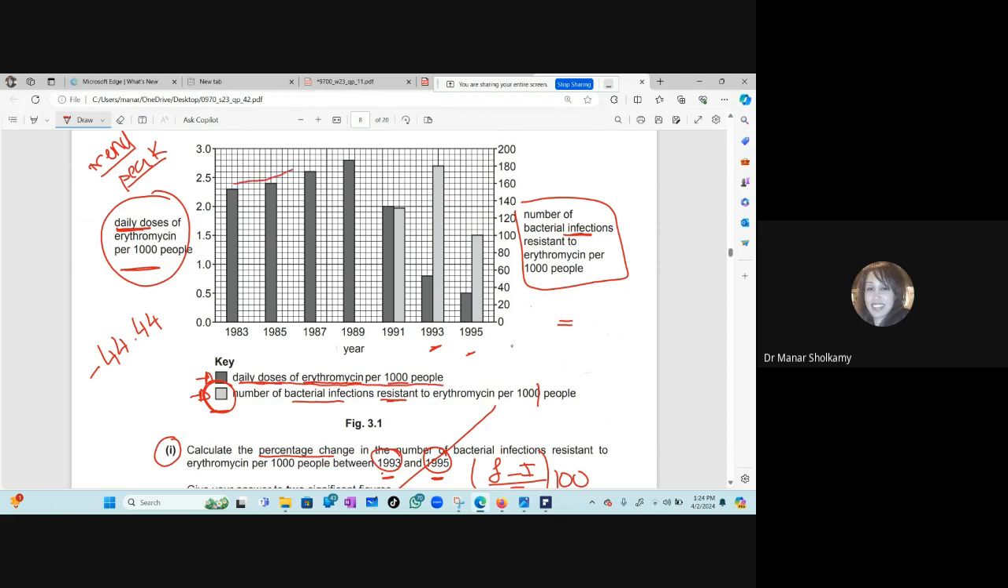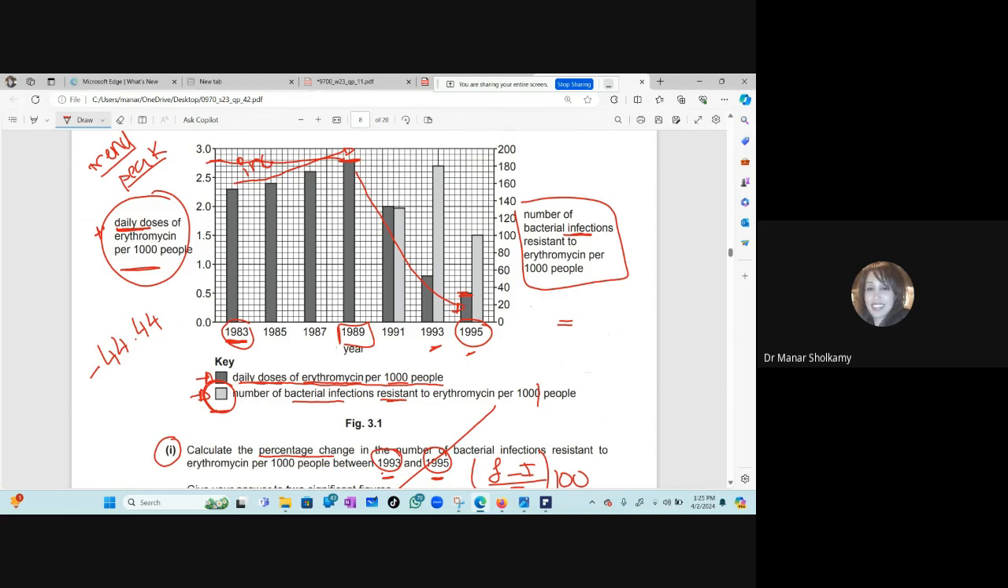What is happening to the dark bars from 1983? They increase and reach their peak in 1989. Very good. Then they decrease. This is excellent. This is how you write it. So the trend is that initially, from 1983, they are increasing until they reach the peak at 1989. The peak, if we are talking about the daily doses, will be around 2.8 or 2.7. And then, like your friend said, they will start decreasing until they reach this value in 1995.